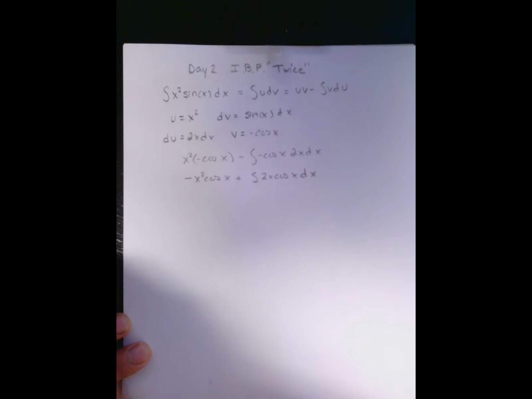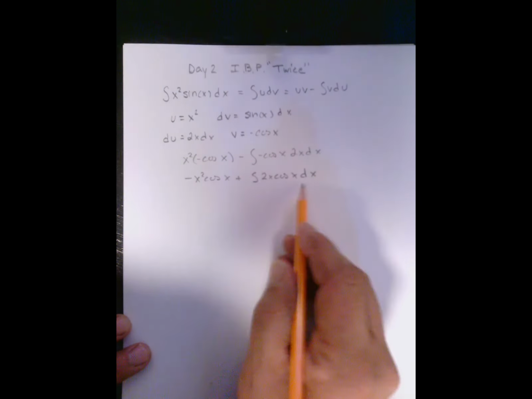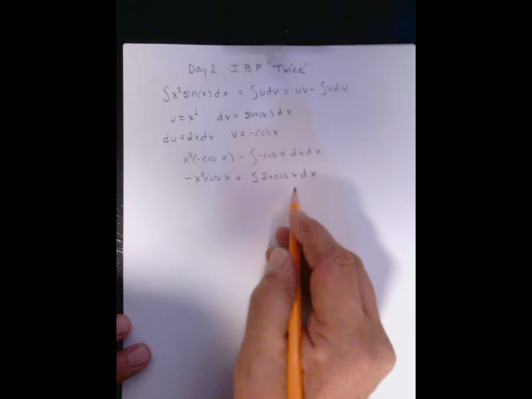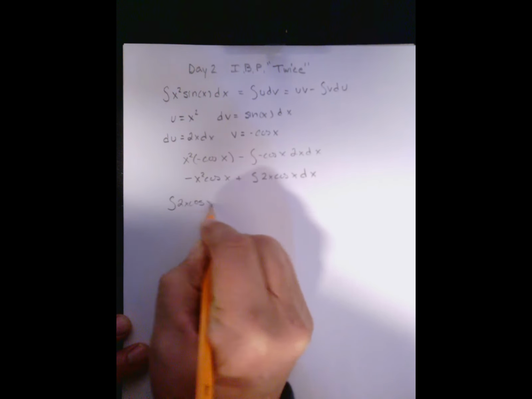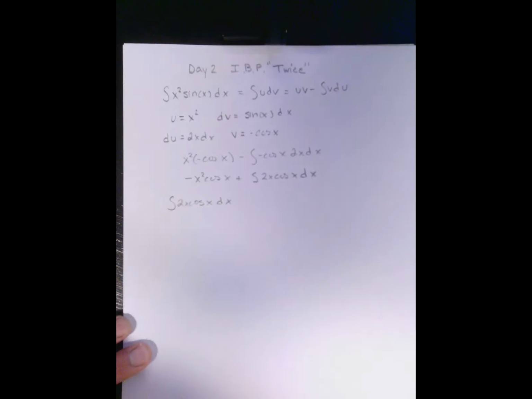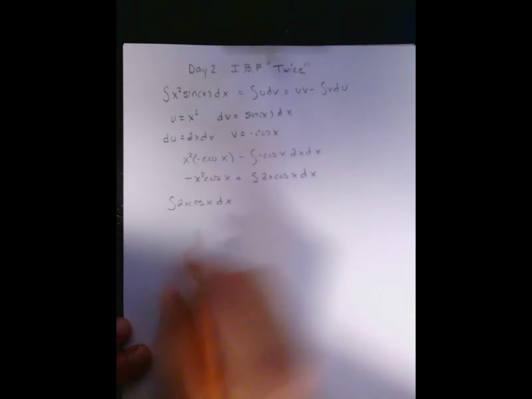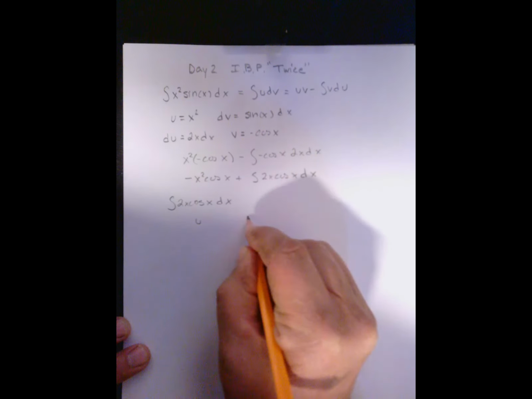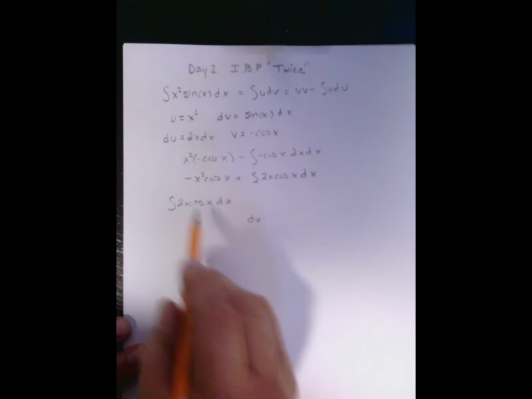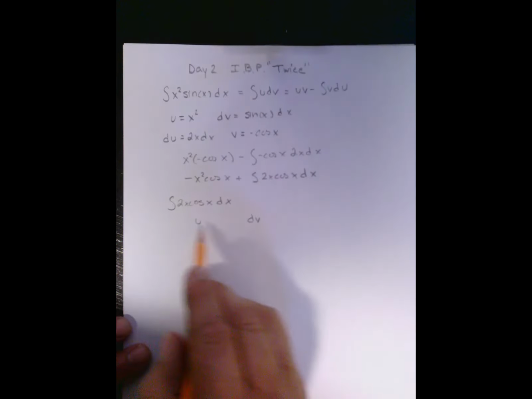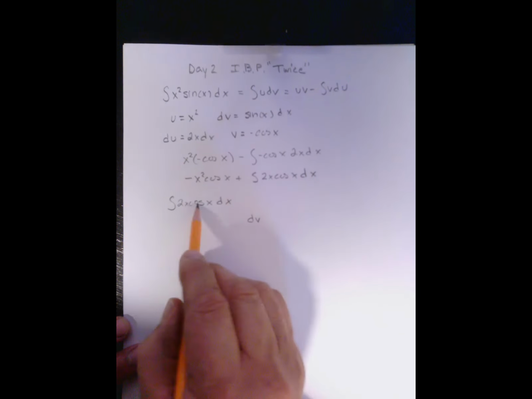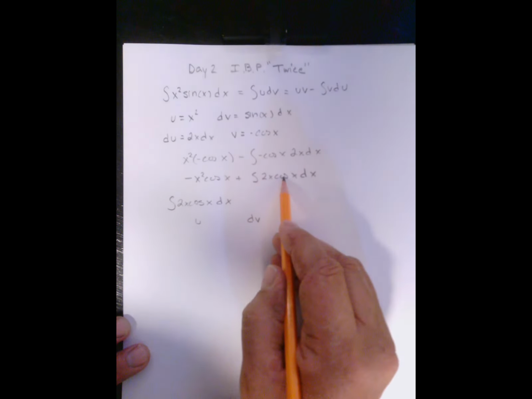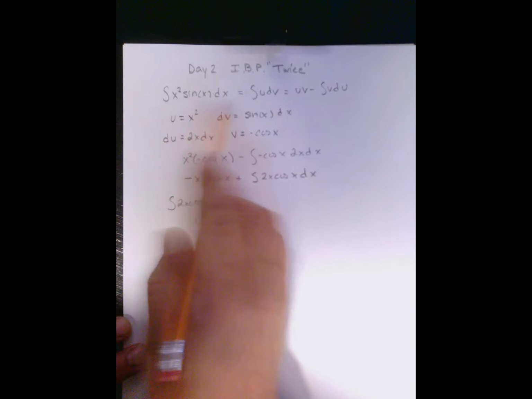Now, none of my previous methods allow me to integrate 2x cosine of x dx, but it does look like an integration by parts problem. In fact, integration by parts will evaluate this integral. So we'll start all over with the integral of 2x cosine of x dx as if it were my original problem, and I'm choosing u and dv as factors of this. So these are different u and v down here that I'm using to evaluate this integral, which will allow me to finish my original problem.